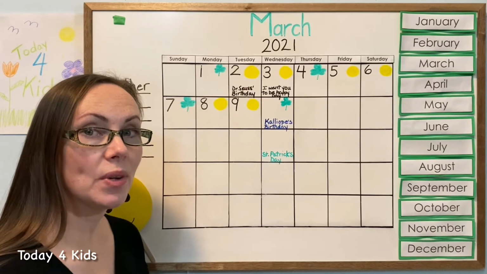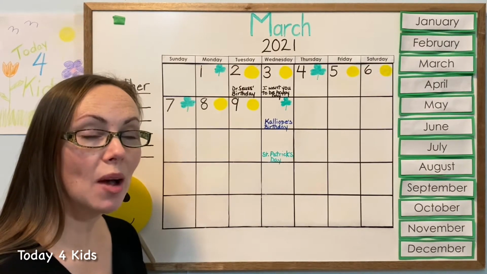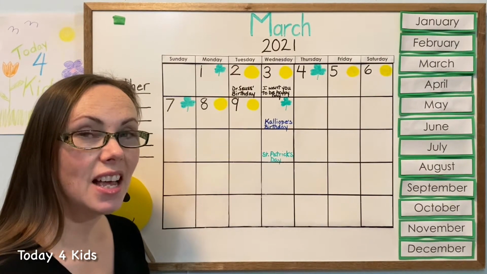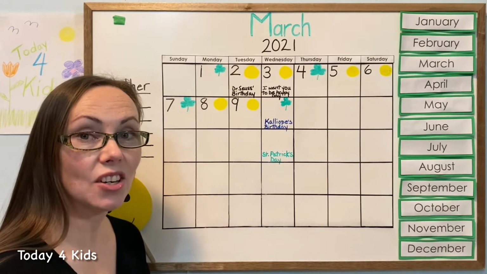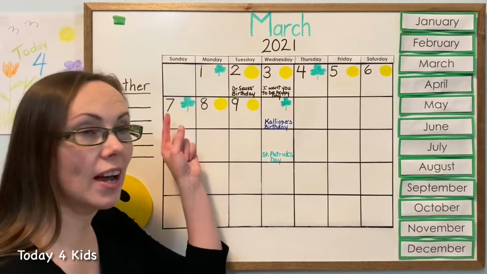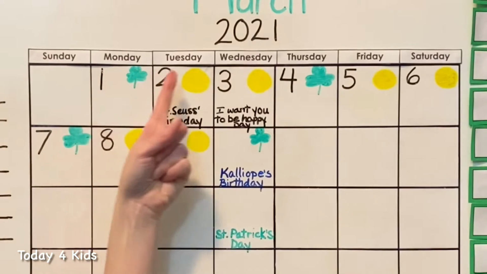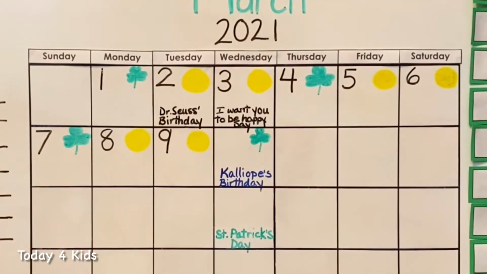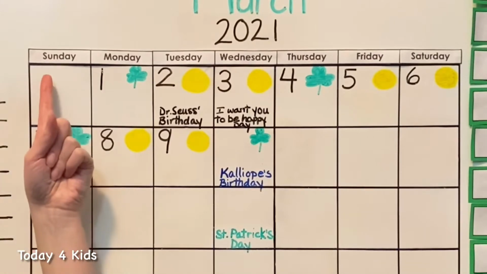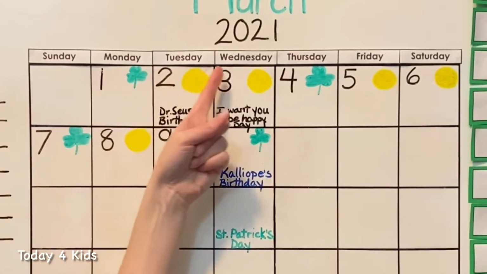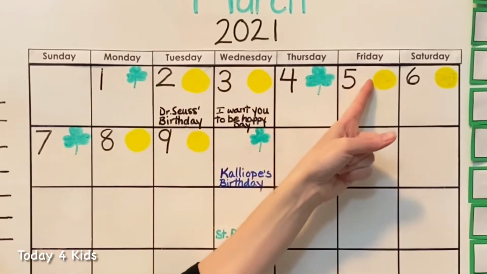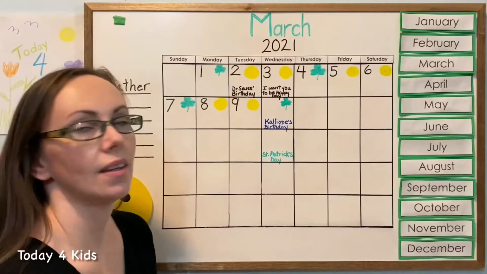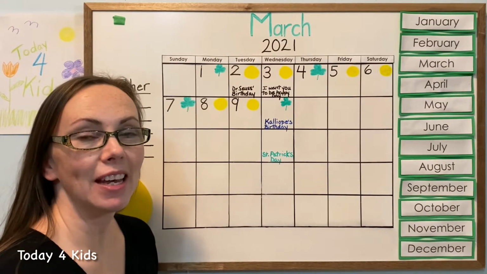Next, let's figure out what the name of the day is. Do you remember how many days of the week there are? Let's count them and say their names together. Are you ready? Let's see if we're correct. 1, 2, 3, 4, 5, 6, 7. There are 7 days in the week. Sunday, Monday, Tuesday, Wednesday, Thursday, Friday, Saturday. Thank you for saying that with me. I love it when we do it together.